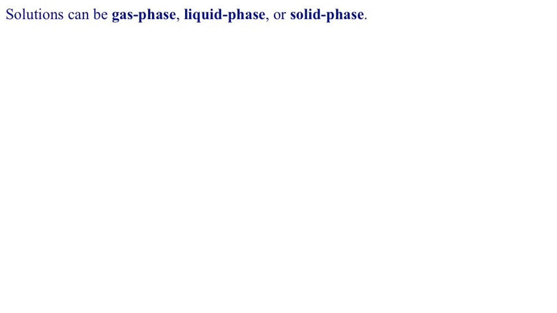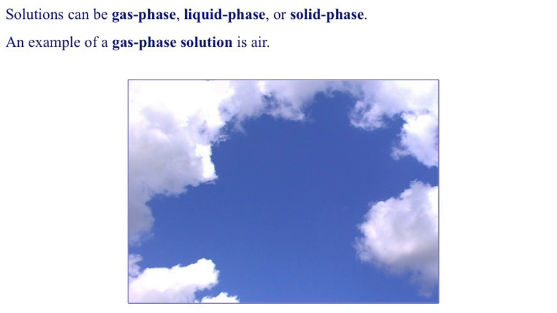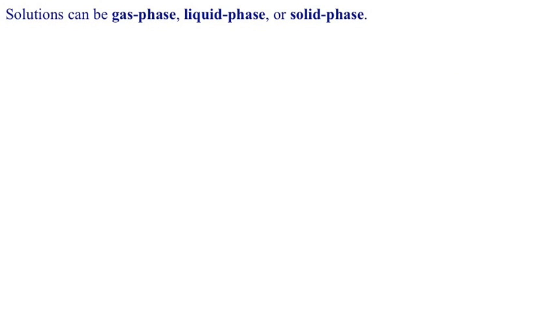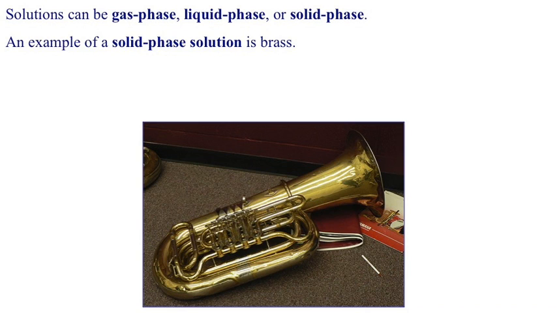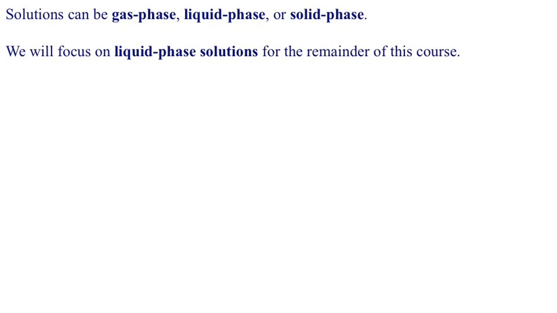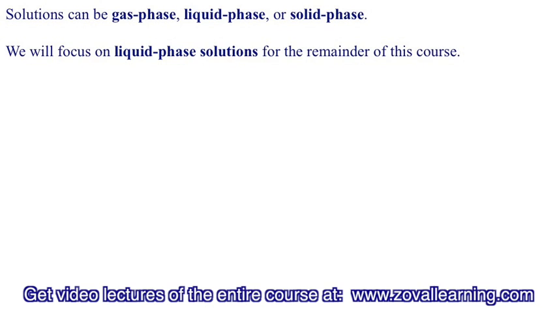Solutions can be gas phase, liquid phase, or solid phase. An example of a gas phase solution is air. Air is a mixture of several gases, mostly nitrogen, oxygen, and carbon dioxide. An example of a solid phase solution is brass. Brass is a mixture of copper and zinc. When one solid, such as zinc, is evenly dispersed in another solid, such as copper, the solid solution is called an alloy. We'll focus on liquid phase solutions for the remainder of the course.